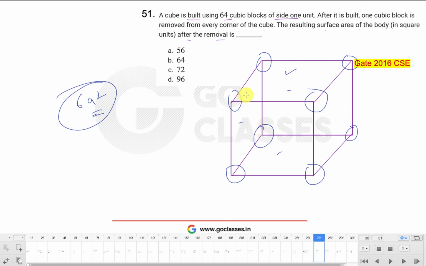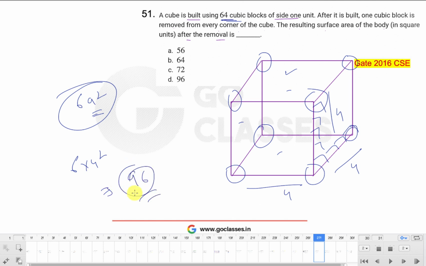So first of all, you should understand, if there are 64 cubic blocks, it means 4 will be here and 4 in this and 4 layers. So all these lengths will be 4. So before removal, what was the area? 6 into 4 square, that is 96.